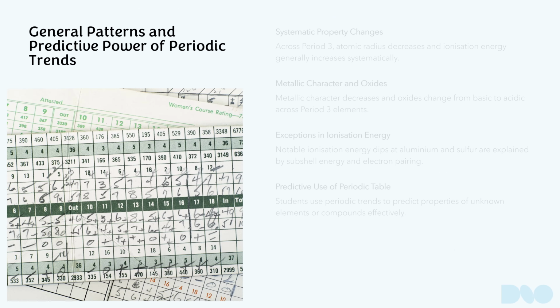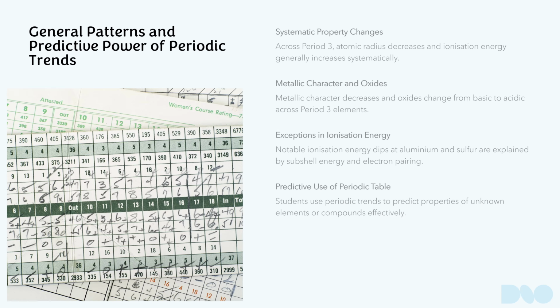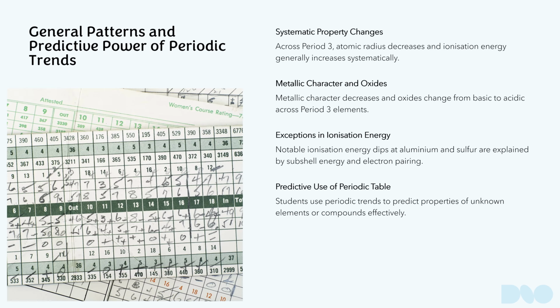As nuclear charge increases across the period, there are clear and systematic changes in physical and chemical properties. Atomic radius decreases, ionization energy generally increases, metallic character decreases, and oxides change from basic to acidic. For instance, while ionization energy increases overall, there are notable dips at aluminium and sulfur that must be explained using subshell energy levels and electron pairing.